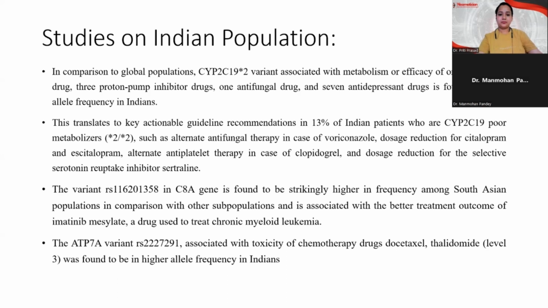There are some variations which are also good for the Indian population compared to other populations. For example, there is a variant, rs1162 01358, found in the C8A gene, which, compared with other populations, gives a better treatment outcome for imatinib mesylate, a drug used to treat chronic myeloid leukemia. So Indians or the Asian population with that variation have a better opportunity for treatment of chronic myeloid leukemia compared to the African population. Next, please.